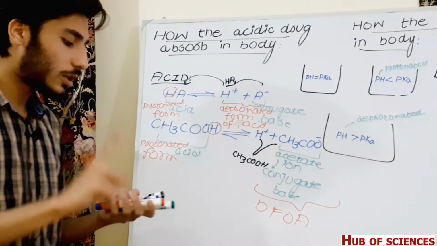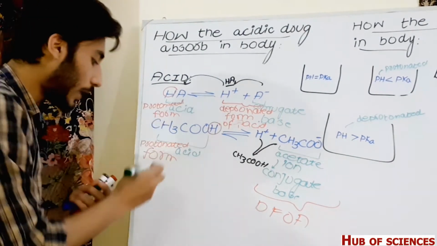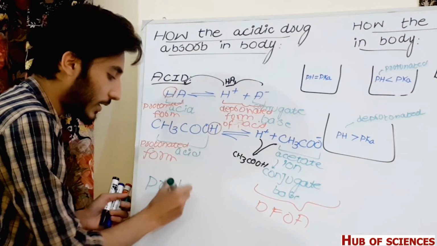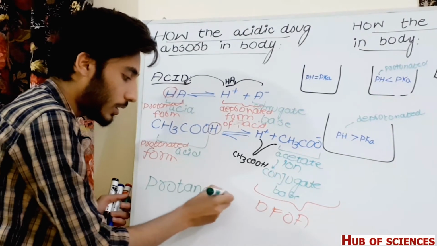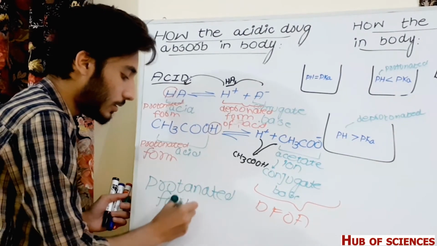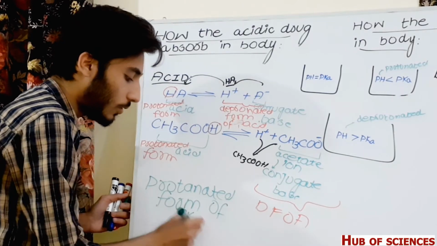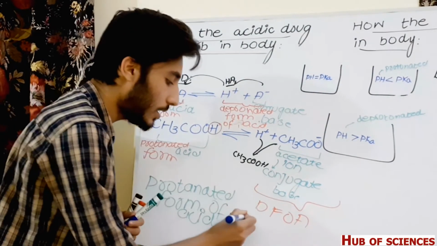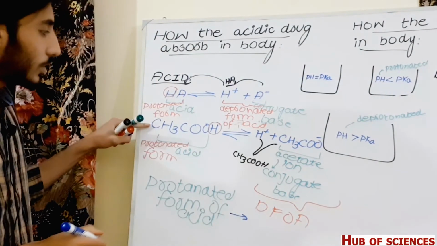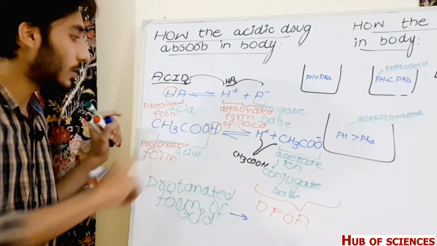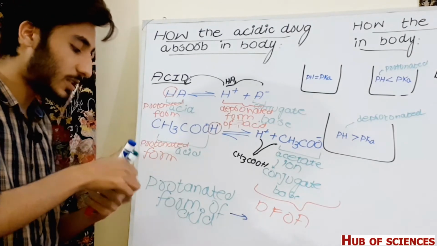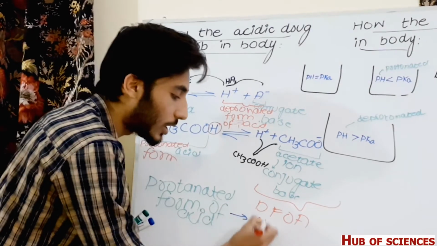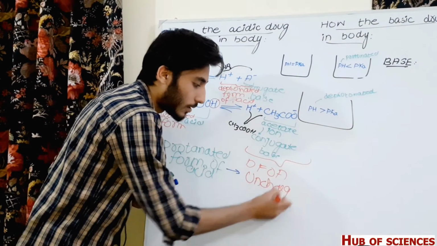So we can conclude that the protonated form of an acid will always be uncharged. This is the protonated form, this is the protonated form. No charge is present, so the protonated form of an acid will always be uncharged.